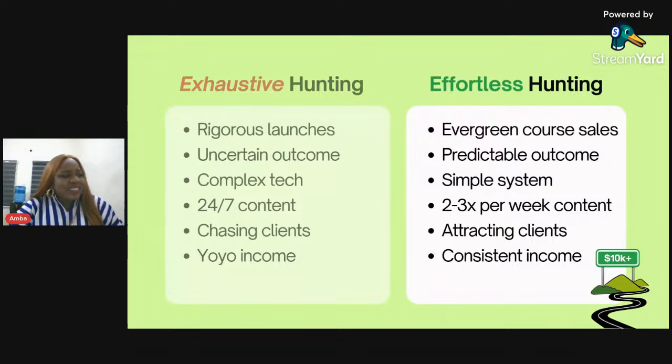It is realistic. Not just that, it is simple. I'm not talking about something complex. It's a simple, straight-to-the-point process that you do repeatedly, and you can predict your results.